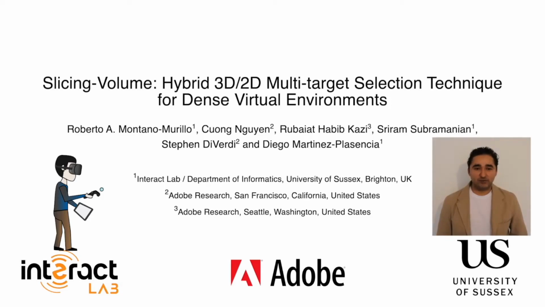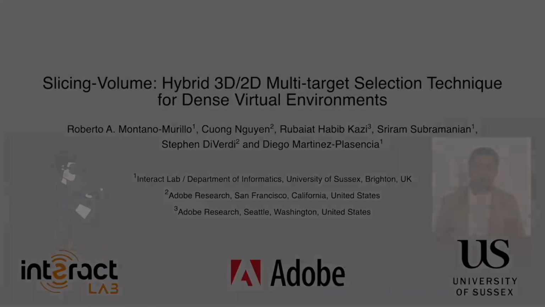Hello everyone, my name is Roberto Montano. I am a postdoc at Interact Lab in the University of Sussex in the UK. And today I'm going to present a project I did during my internship in Adobe Research. Slicing volume, hybrid 3D, 2D multi-target selection technique for dense virtual environments, which is a working collaboration with Kwon Nguyen, Rubaiyat Habib, Stephen DiVerdi, Sriran Subramaniam, and Diego Martinez.